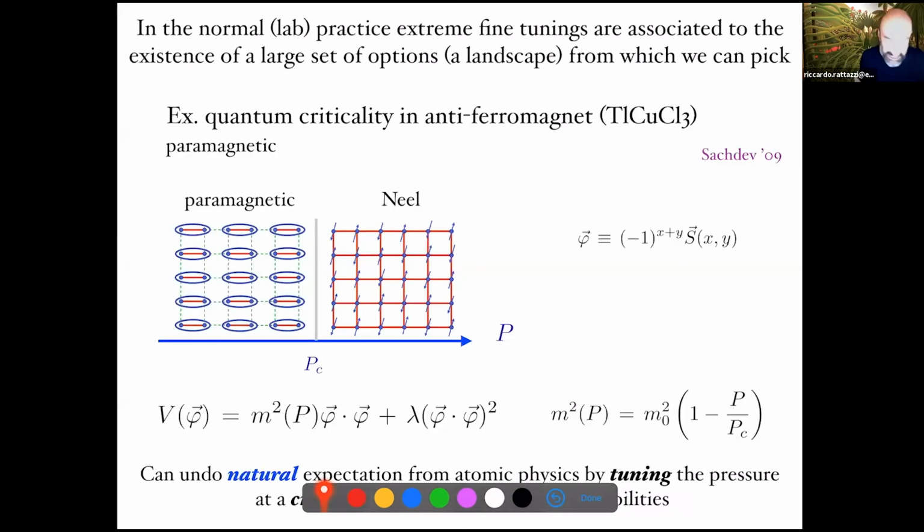Okay, so what I'm saying here is that in the normal lab practice, this extreme fine-tuning is associated to the existence of a large set of options from which we can pick. And this large set of options, we can call it a landscape of possibility. Let me give you an example, okay?